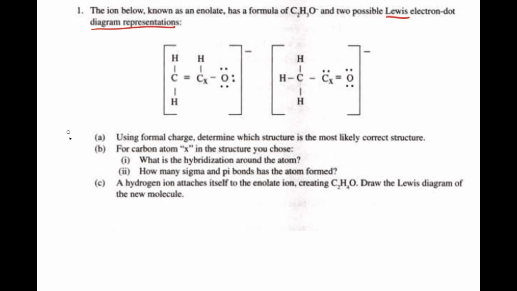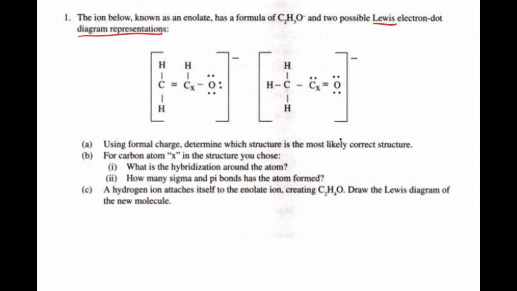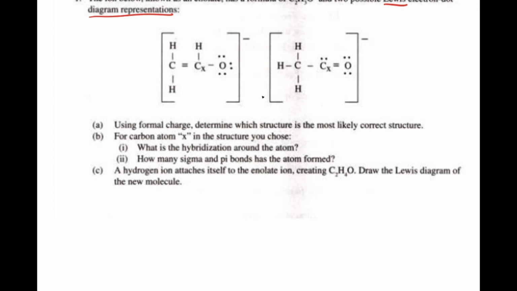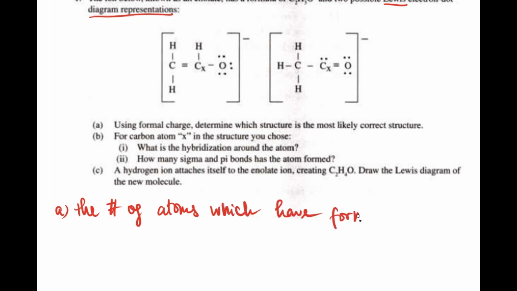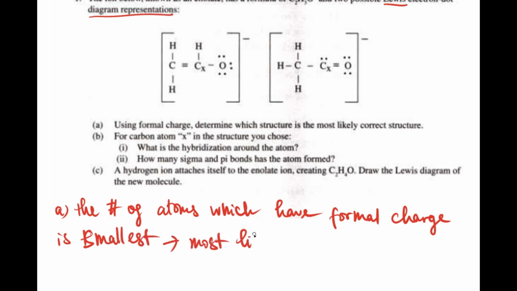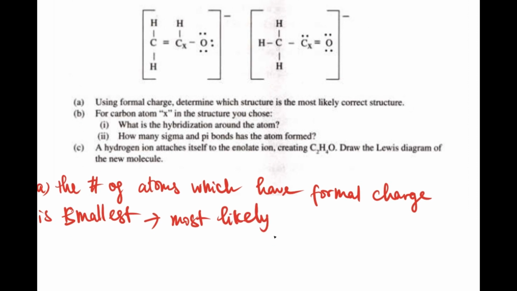So the first question is going to ask you, using formal charge, determine which structure is the most likely correct structure. Okay, so you know a structure is the most likely when the number of atoms which have formal charge is smallest, right? So that'll be the most likely. And now we're going to find out, okay?